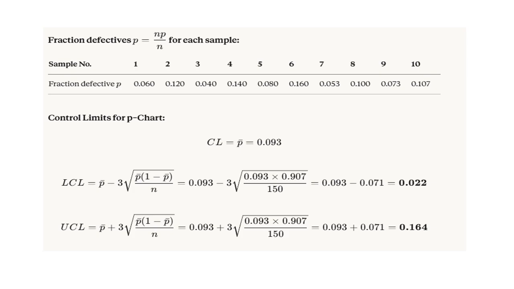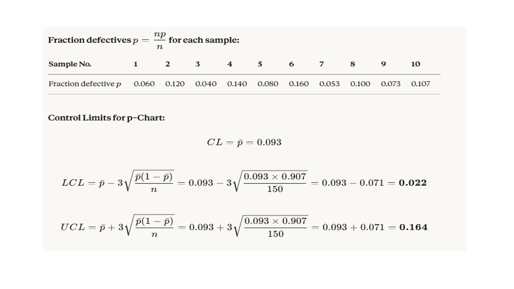From the formula of control limits, we can calculate the control limits for P chart. So before calculating the control limit for P chart, first we have to calculate the fractional defective values, which is nothing but NP by N for each sample. So we know the value of NP as well as N. From that we have to calculate the P value.